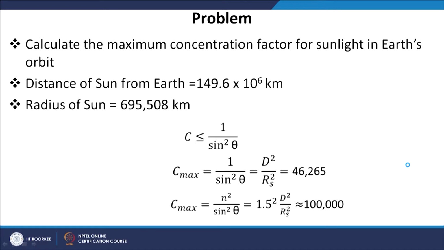Now, let us do some number calculations for our earth and sun system. The distance of the sun from the earth is given by 149.6 into 10 to the power 6 kilometer.